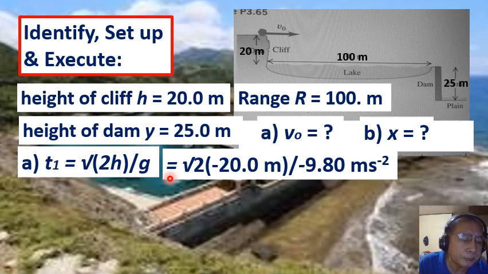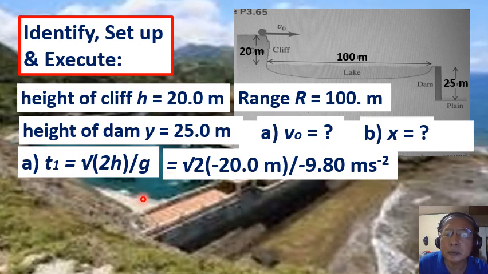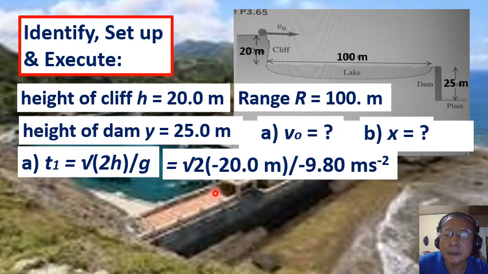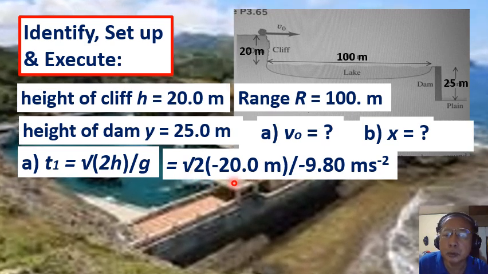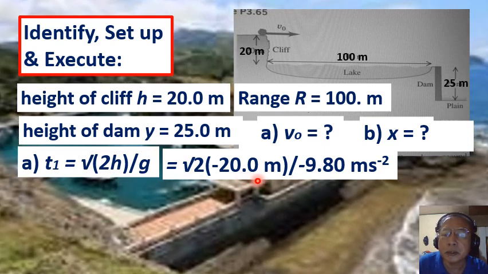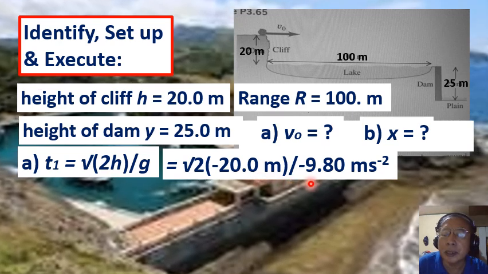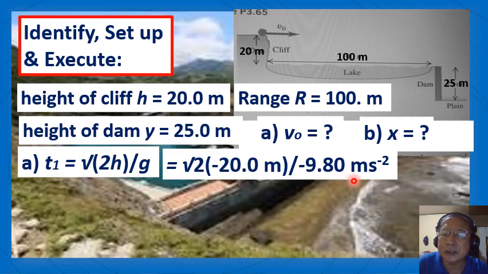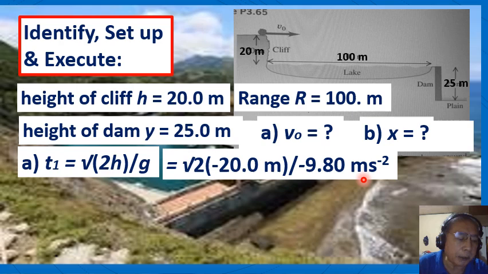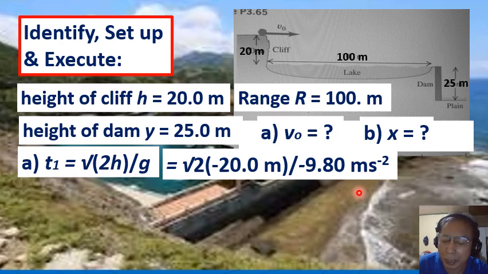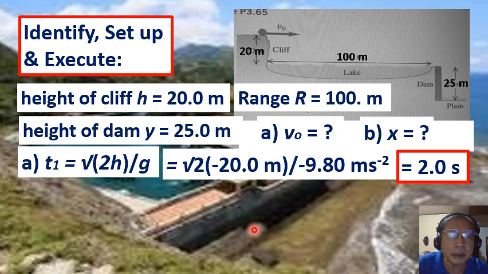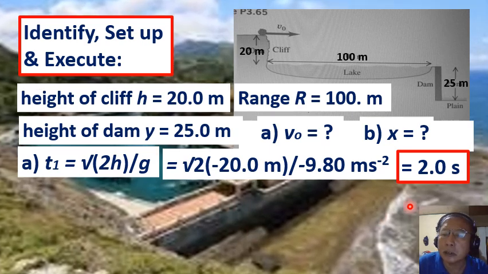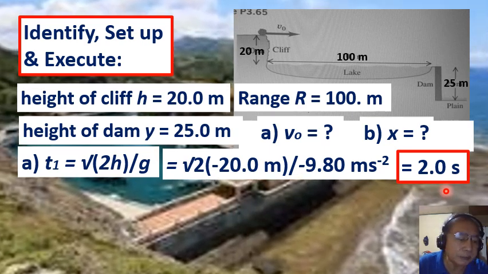So, substituting our given quantities, t sub 1 equals the square root of 2 times negative 20.0 meters over negative 9.80 meters per second squared. So doing our math, we get the value of the time t1 equals 2.0 seconds.